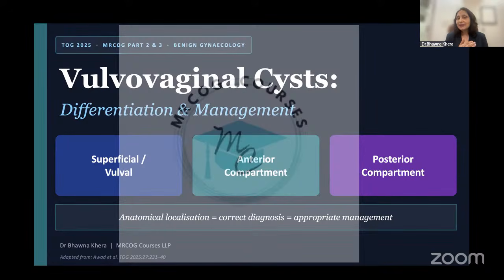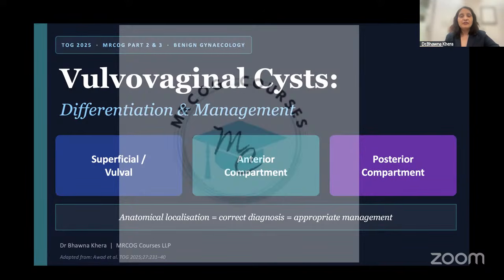And I will keep track of our 70% less study time. As promised, we are going to finish this session in the next 20 minutes, right? Because we have to stick to less than 70% time, we are going to finish the TOG article. So here we go about vulvovaginal cysts.